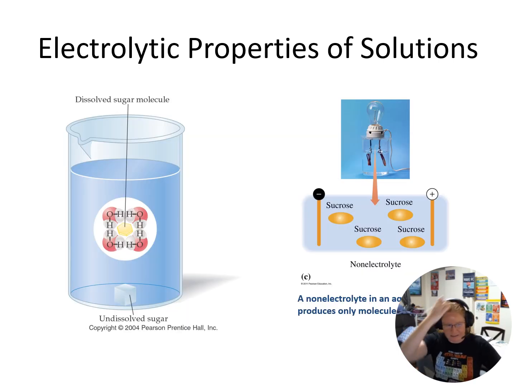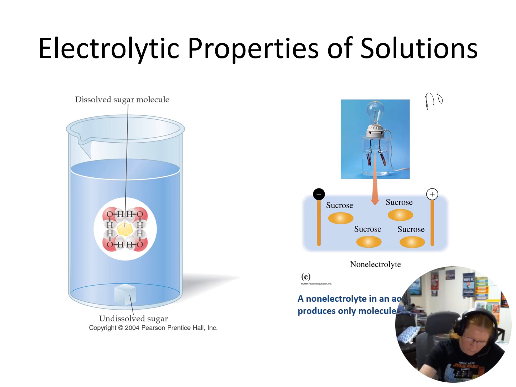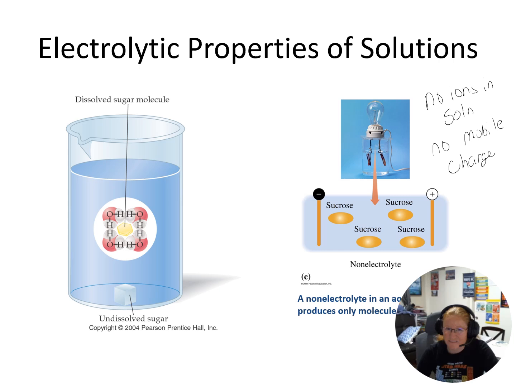Whereas if we look at something like sucrose, well, it's a non-electrolyte. There are no ions in solution. No mobile charge. Therefore, it's not an electrolyte. So we don't get the light bulb lighting up.